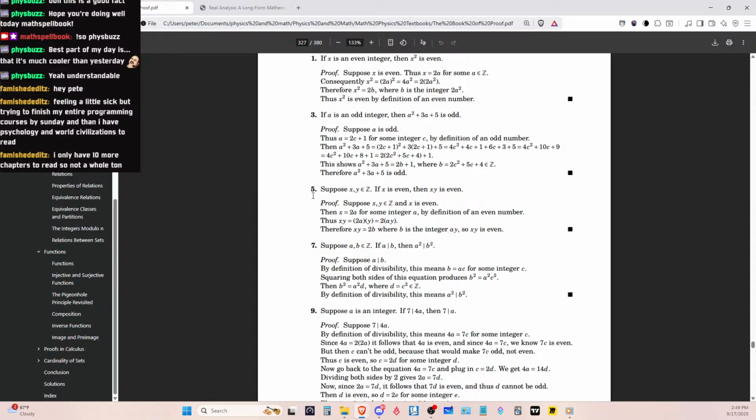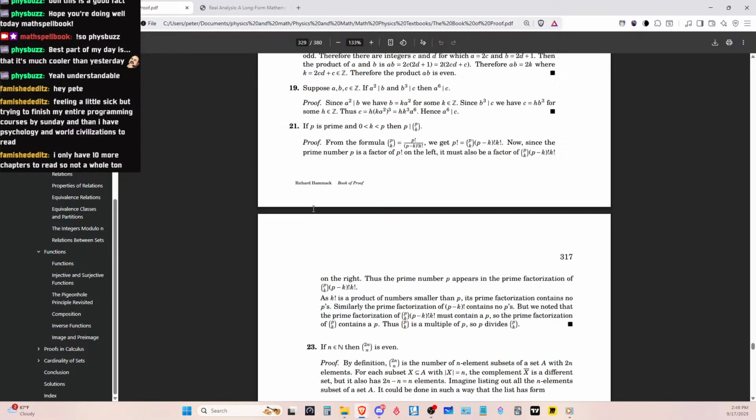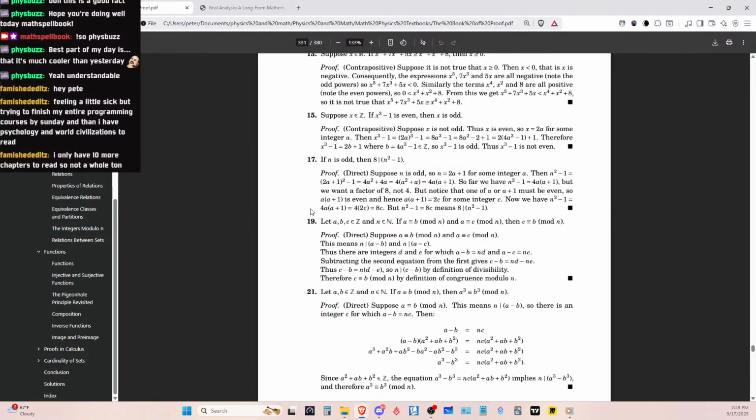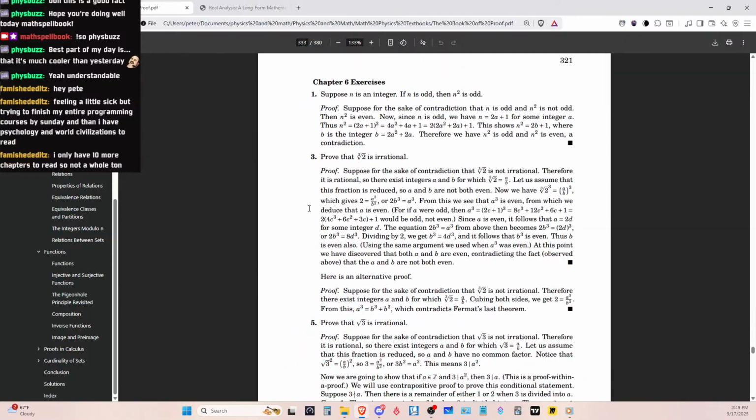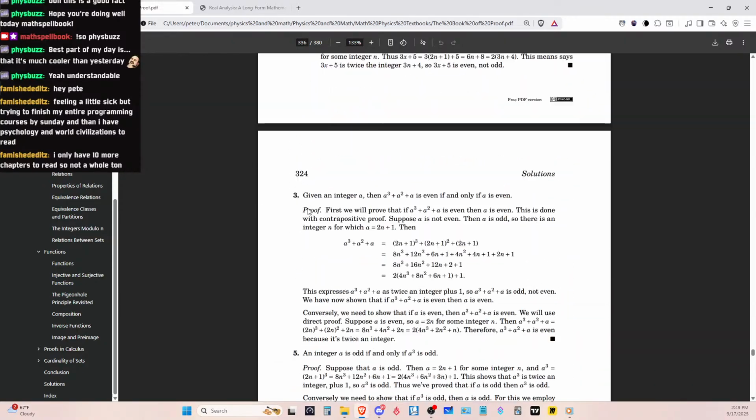I only have 10 more chapters to read, so not a whole ton. But that's still a lot, though. Unless you can skim a majority of it and just take short notes of the overall major points.